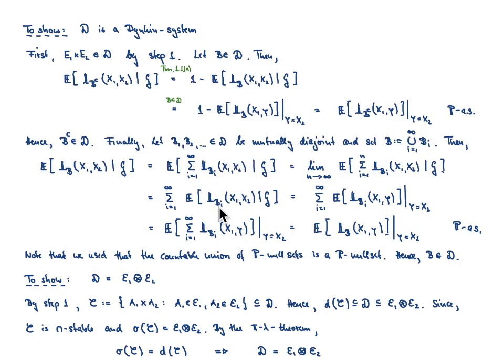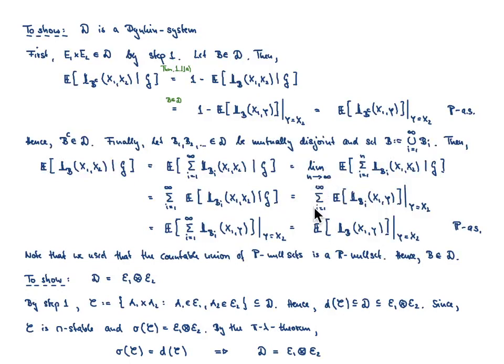But now I can use the definition of the set D. We know by assumption that the sets Bi are in that set D, meaning I can rewrite that conditional expectation simply as the expectation of the indicator function of Bi of x1 comma y, where y is equal to x2, P almost surely. And you see, since we have a countable union, we do not have to worry about these null sets, because the countable union of null sets is again a null set, so we can find one null set such that that holds true for every i.